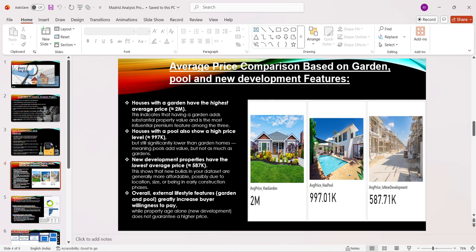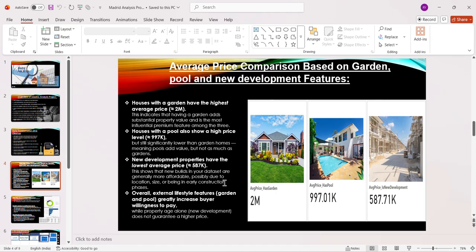Let's look at the interpretation of the chart. Houses with the garden have the highest average price, as we discussed. This indicates that having a garden adds substantial property value, and it is the most influential premium feature among the three. Houses with the pool also show a high price but still significantly lower than garden homes, meaning pools add value but not as much as gardens.